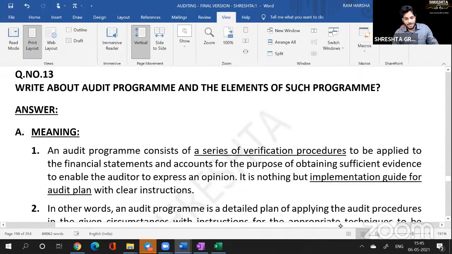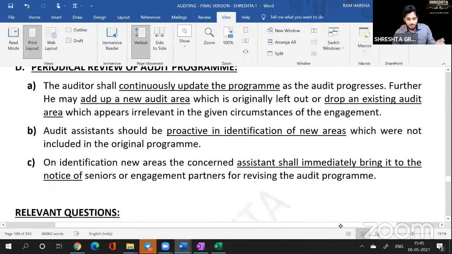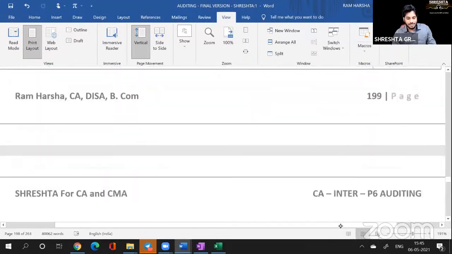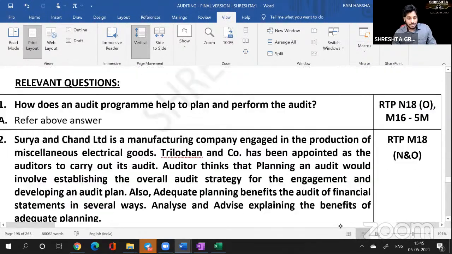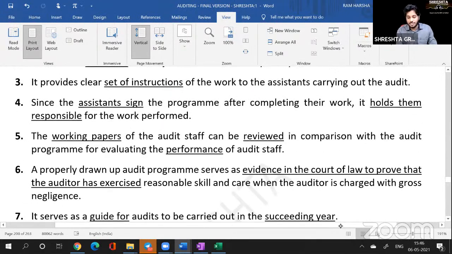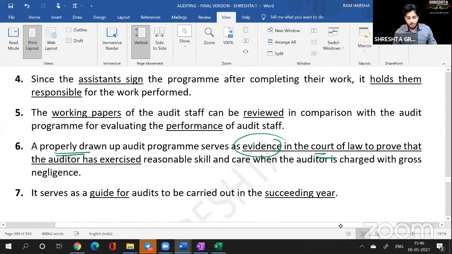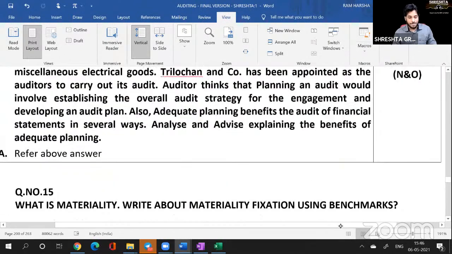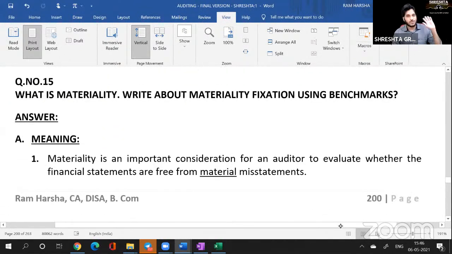Then it comes to the program question. What is a program? How to develop a program? Periodical review, advantages, everything is given here. Advantages: see, a program is evidence. A properly drawn up program is evidence in court that you have properly conducted the audit in accordance with standards. Then the concept of materiality came, which we already discussed. What is materiality? Revision of materiality, documentation of materiality, all that we have already covered. This is what is there in the planning chapter.